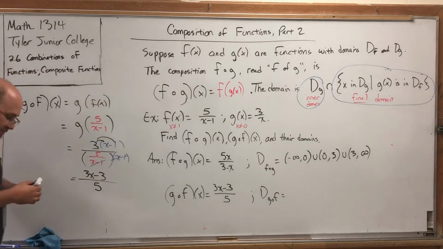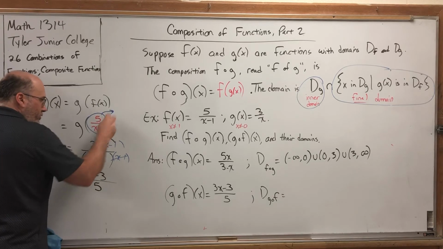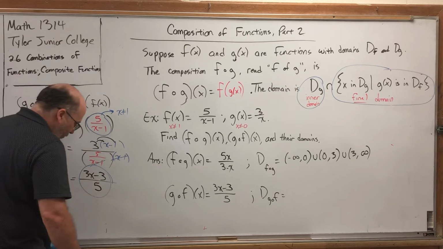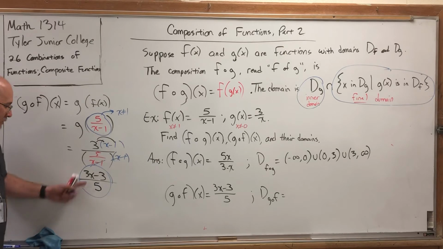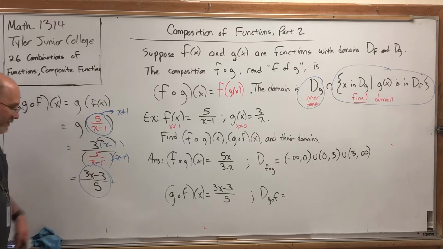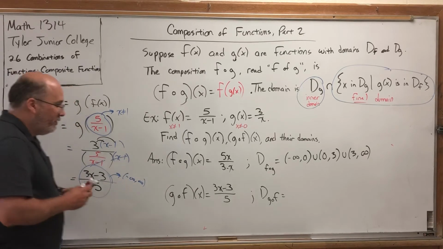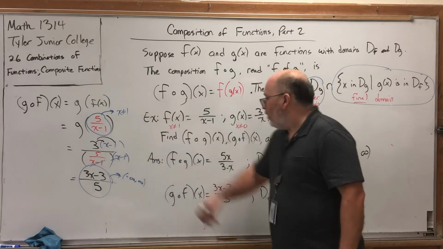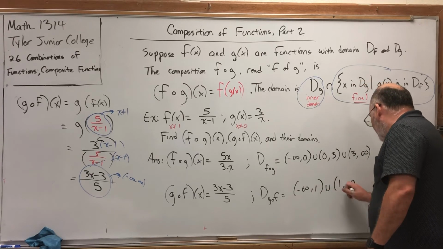But what's the domain? Again, to find the domain of a composite function, you look in 2 places. You look in the first function, the inner function, can't put in 1. And you look in the final function. Oh, wait a minute. There are no restrictions here. The denominator is 5. No value of x will magically make this denominator 5. So the domain here is negative infinity to infinity. So my domain is the intersection of the 2. It's everything except 1. So negative infinity comma 1, union 1 to infinity.